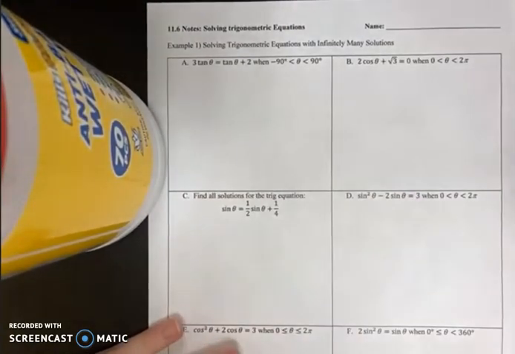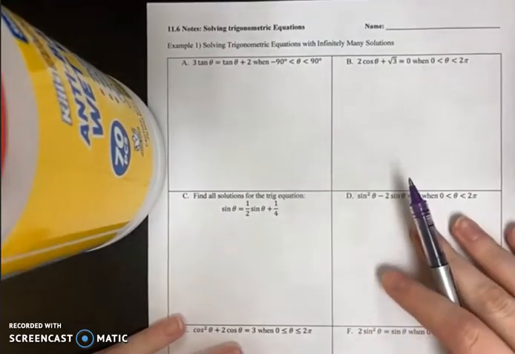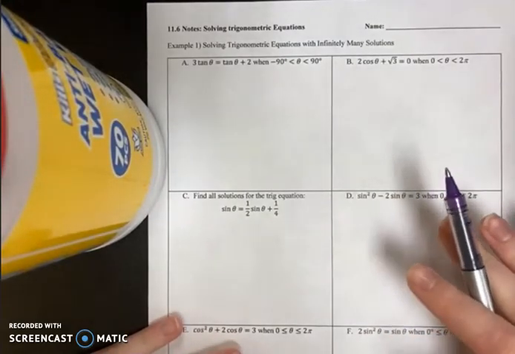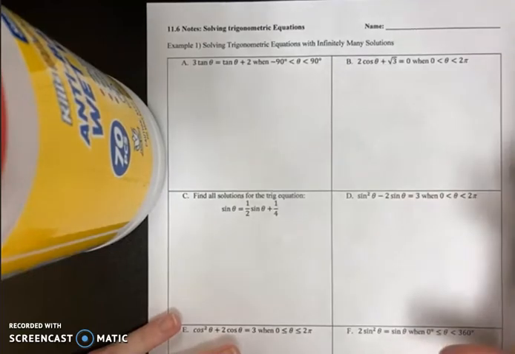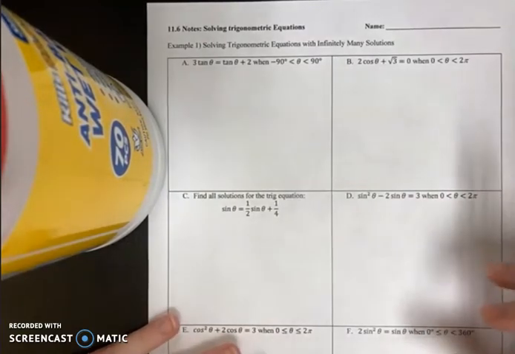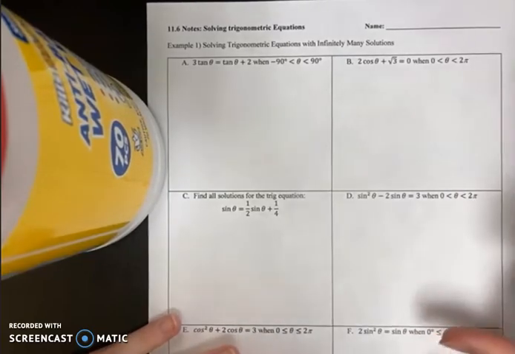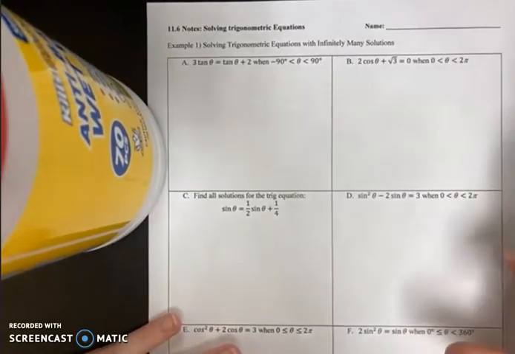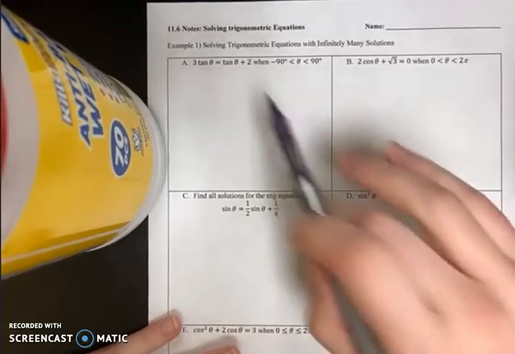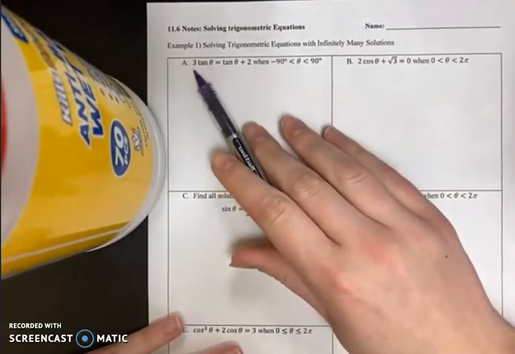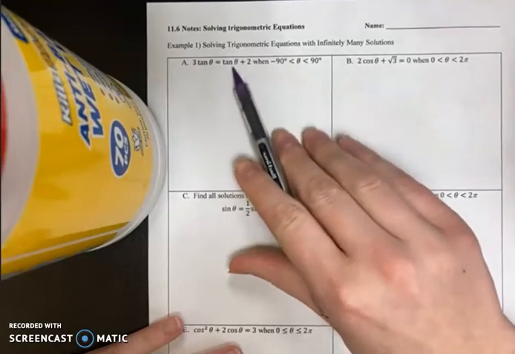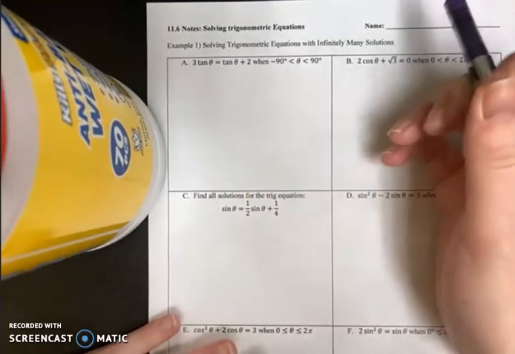Now in part A, we have 3 tangent theta equals tangent theta plus 2. I just want you to treat tangent theta like x. Treat it like a variable. I want to solve for that variable. I want to solve for tangent. So it's basically like saying 3x equals x plus 2. And solve it using algebra.